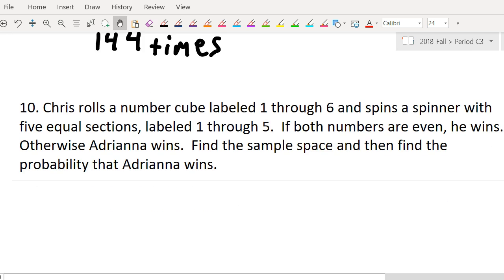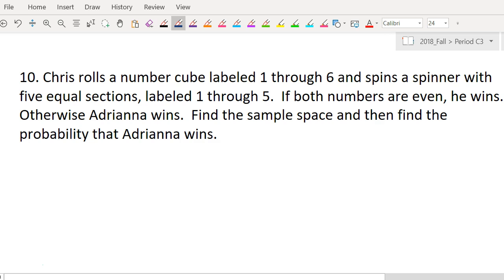Chris rolls a number cube labeled 1 through 6. Well, that's what number cubes usually are labeled. Number cube's another word for dice. Okay, he also spins a spinner with 5 equal sections. Okay, so what is this called? What concept is this? Excellent. Compound probability. Let's give him a hand.